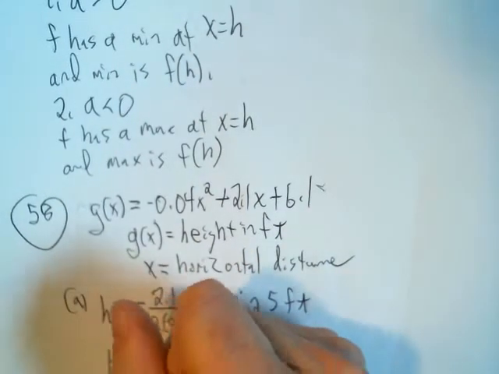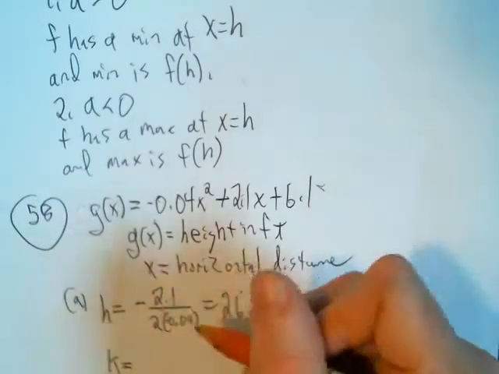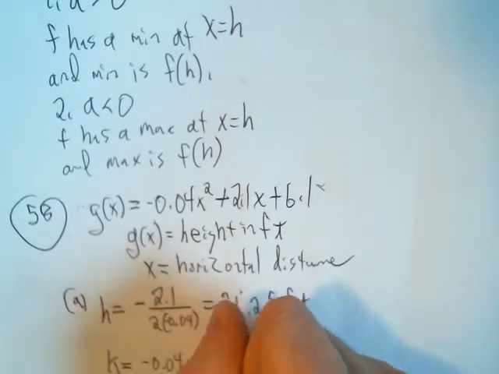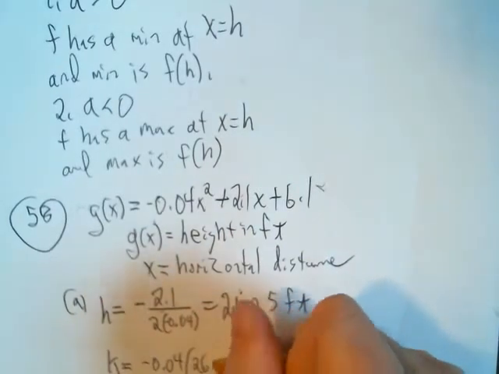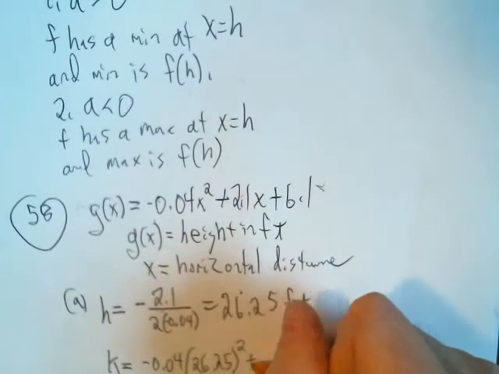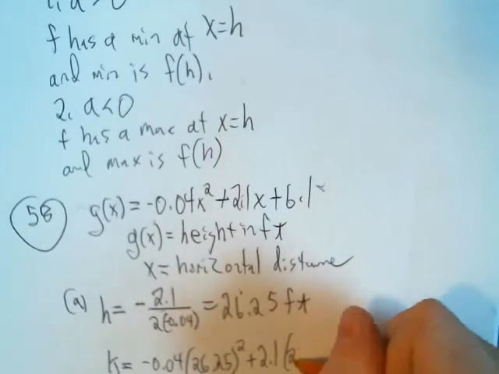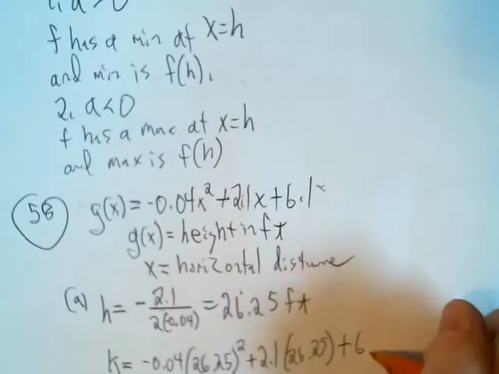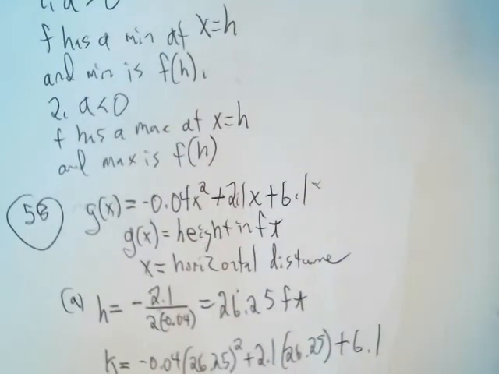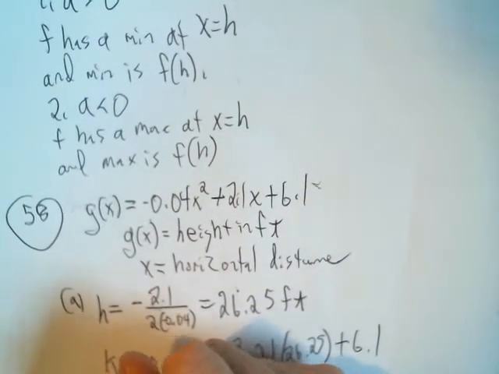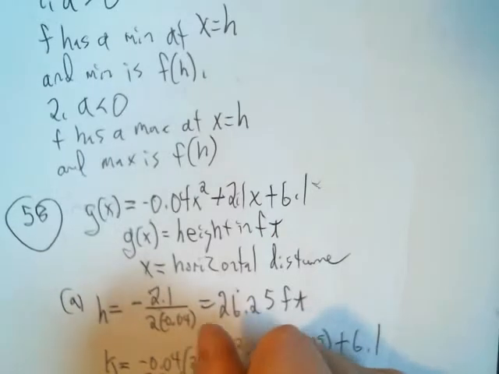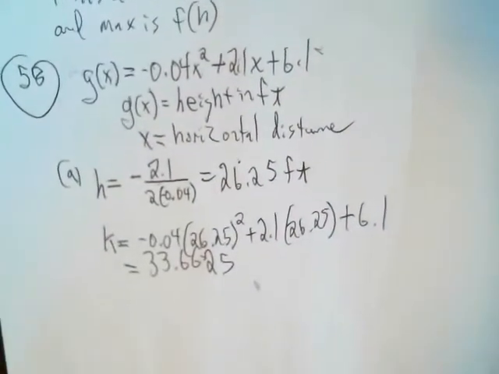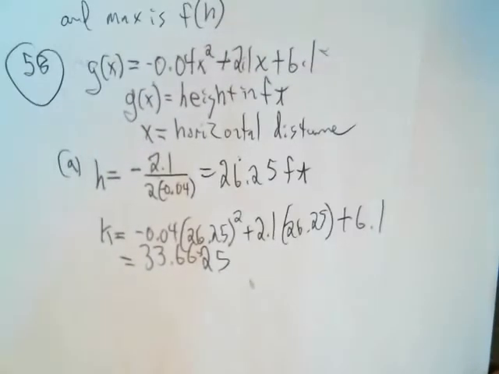What is the max height then? So the k value will just be g of this, so negative 0.04 times 26.25 squared plus 2.1 times 26.25, and then plus 6.1. And if you plug that into your calculator, you get 33.6625-ish.